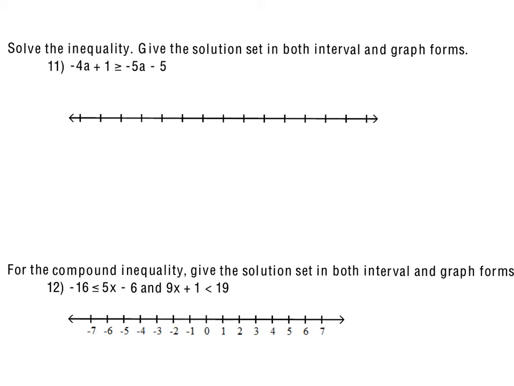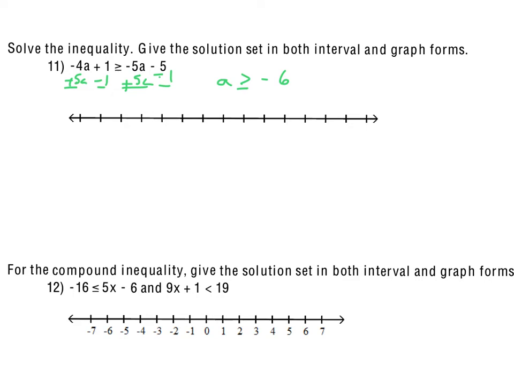Alright, so looking at number 11, solving the inequality, giving the answer in both interval and graph forms. In this case, I would begin by adding the 5a to both sides. If I'm going to add the 5a, I may as well subtract the 1 as well. That leaves me with a is greater than or equal to negative 6.